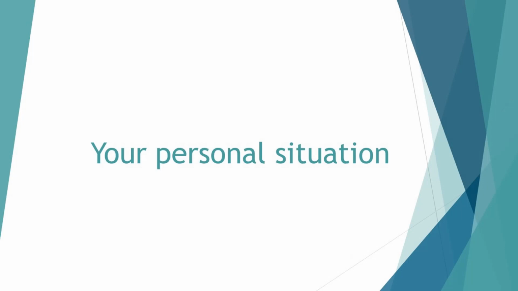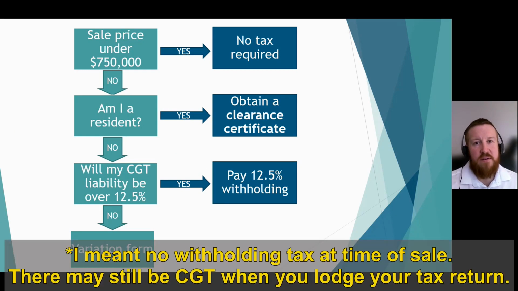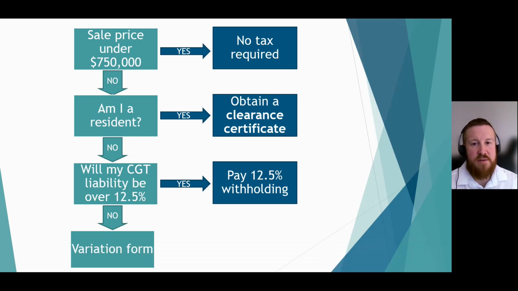But how do you apply this to your own situation? Well, let's look at it as a decision tree. So firstly, is the sale price under 750,000? If yes, then no tax is required and you don't need to think about it any further. If it's more than 750,000, then you consider, am I a resident? If you are a resident of Australia for tax purposes, then you need to obtain a clearance certificate and give this to your solicitor or conveyancer so that the ATO knows that you don't need to pay the 12.5% withholding tax. But what if you're not a resident, you're a foreign resident?